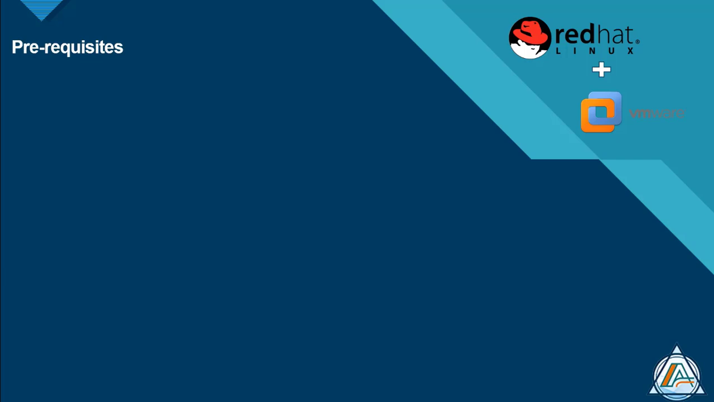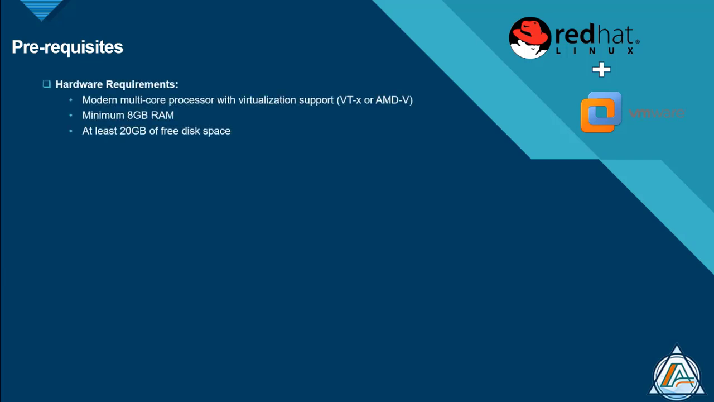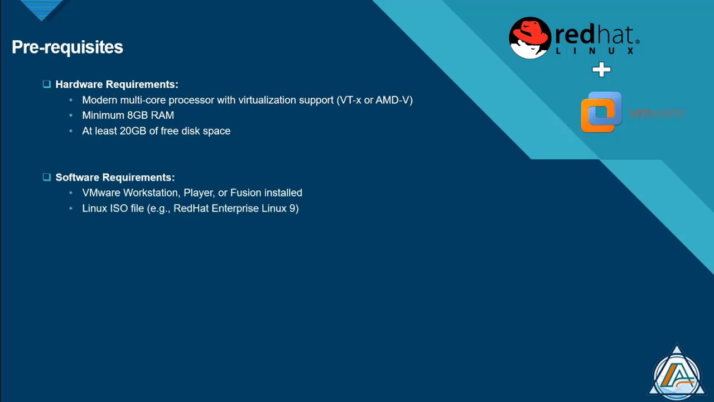Before we dive into the installation steps, it's crucial to make sure we have everything we need. This includes both hardware and software requirements. First, let's talk about hardware. Ensure your system supports virtualization extensions like Intel VT-x or AMD-V. You will need at least 8 GB of RAM to ensure smooth performance and 20 GB of free disk space to accommodate the installation.